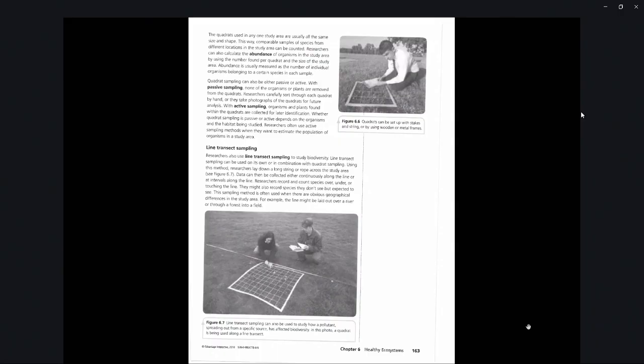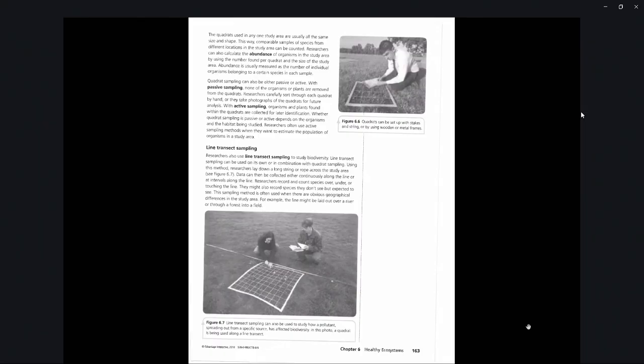And then you would lay that quadrant down and you would use the quadrant to measure out exactly where. So you'd have a bigger area that you could actually collect your data from. And it would also be another way for you to collect data.